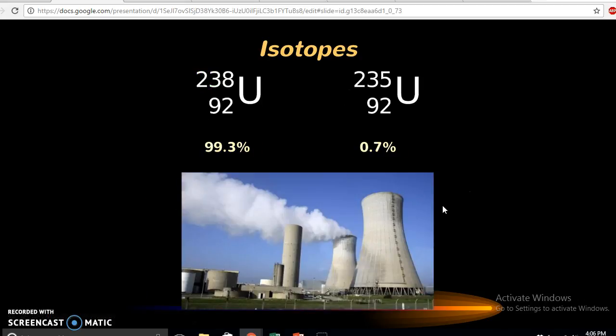Let's now look at this example with 238 uranium and 235 uranium. You've probably heard of this element uranium. It's used typically in nuclear power plants. And the 238 uranium is a lot more abundant. There's 99.3% of this 238 uranium, and there are about 235. Of the 235, there's about 0.7%. So let's pause the video at this point and try and do this problem.